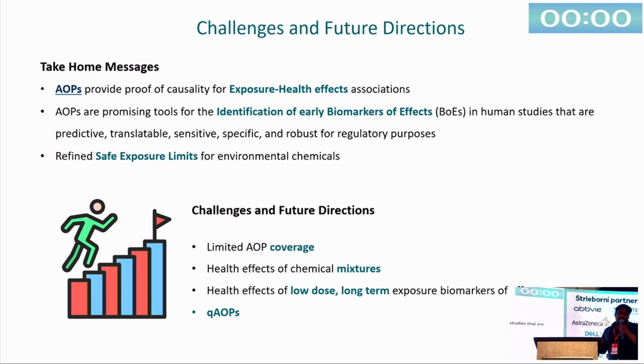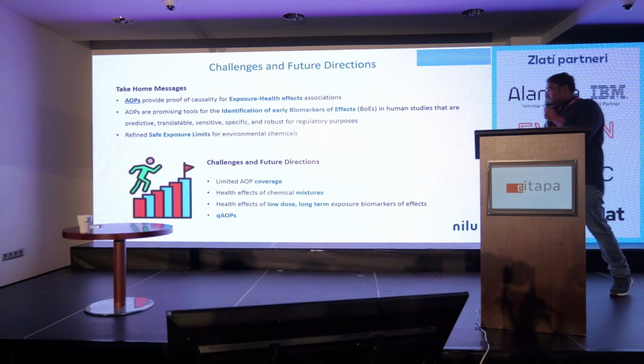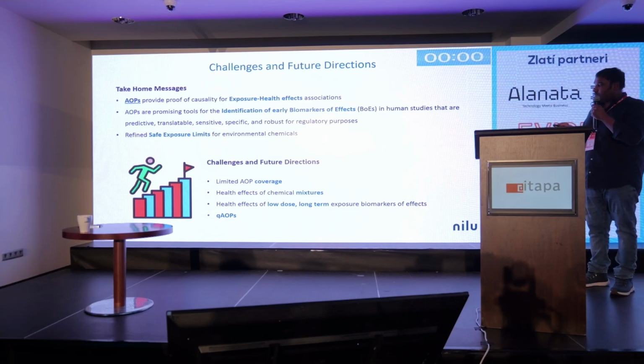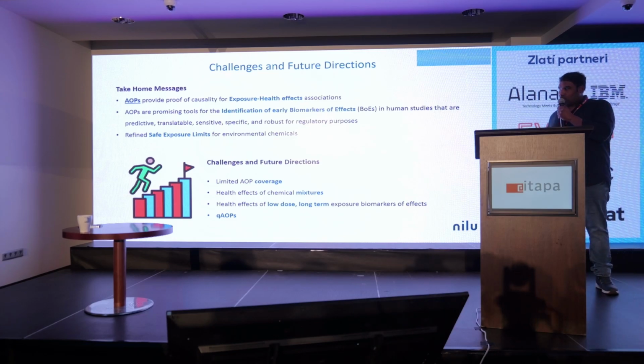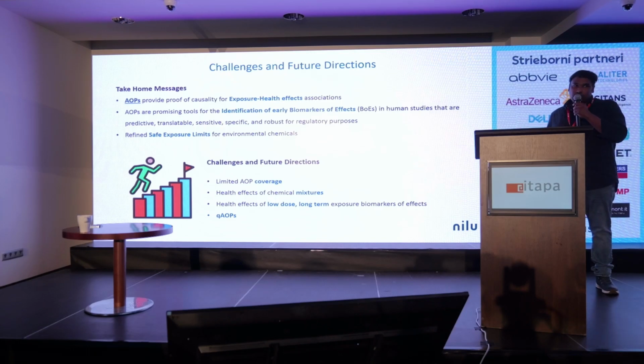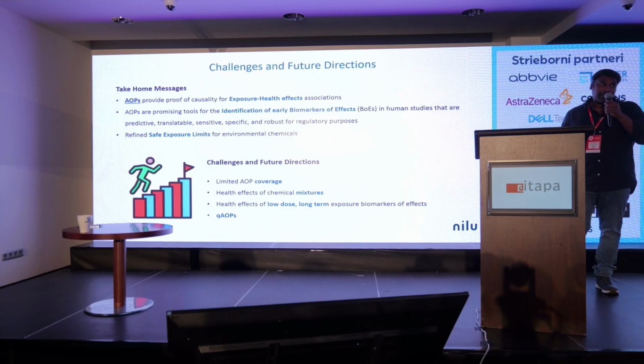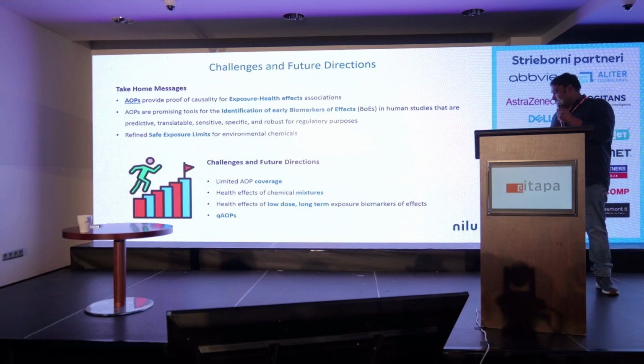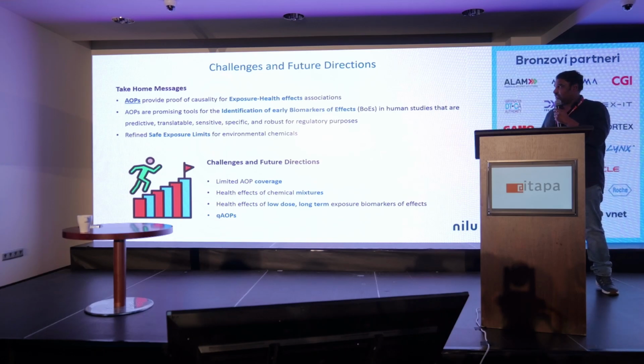So far we have only limited AOP coverage, because not all the underlying mechanisms leading to an adverse effect are covered. We also need to cover the health effects associated with chemical mixtures, because current risk assessment is focusing on single chemicals. There's a need to identify low-dose, long-term exposure biomarkers of effect, and also QAOPs, which are quantitative AOPs, which are very crucial for risk assessment, next generation risk assessment, but they are lacking now. And these challenges should be addressed in the future.